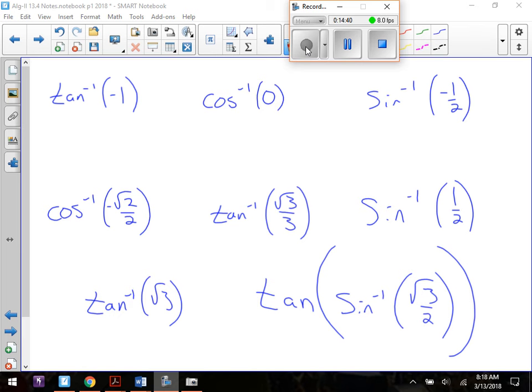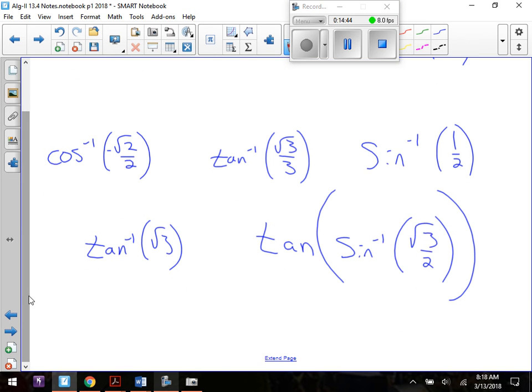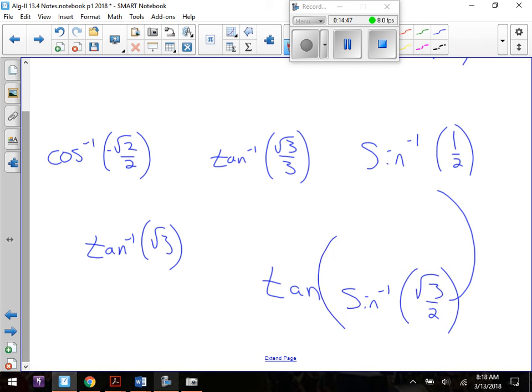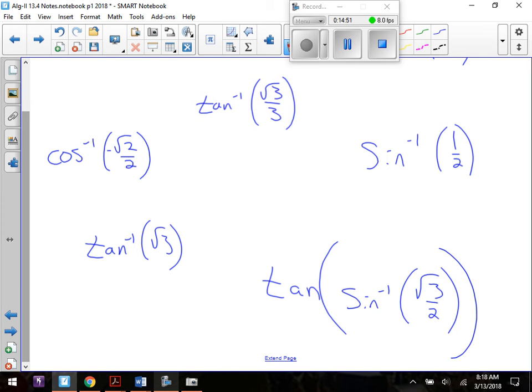Wait, no, it's not root 3. It's 60. Sorry. Tangent, this one. So root 3 over 3 means it's been rationalized, so it should be 1 over root 3. So yeah, it should be 30. Did you say 30? I'm sorry. I brain farted.